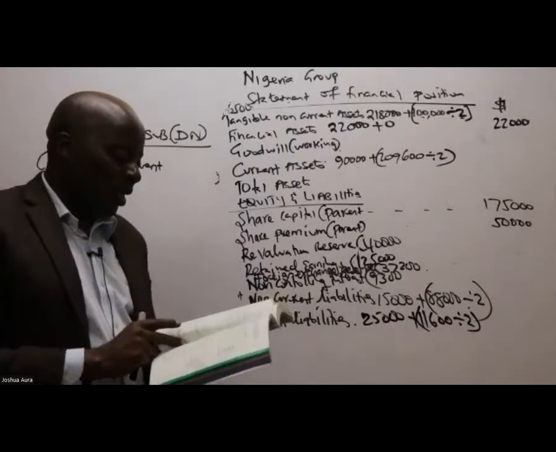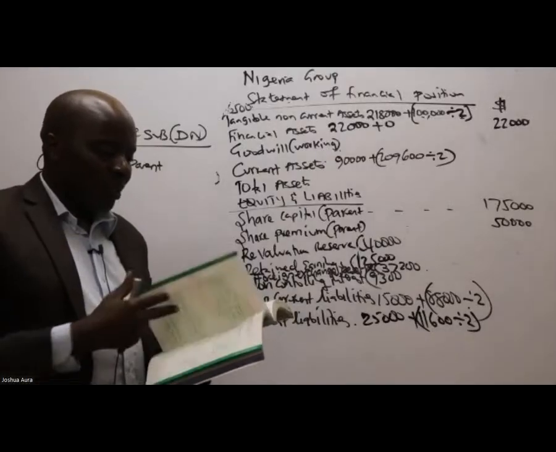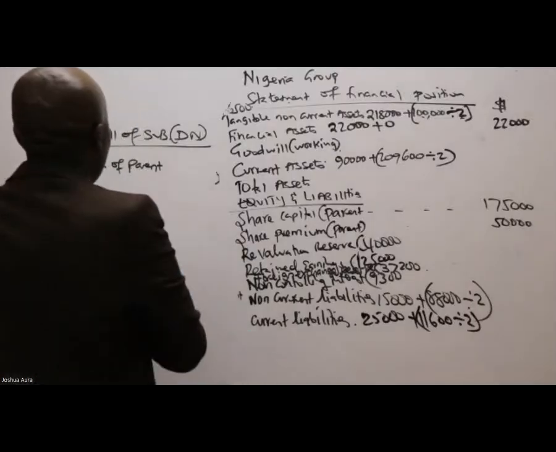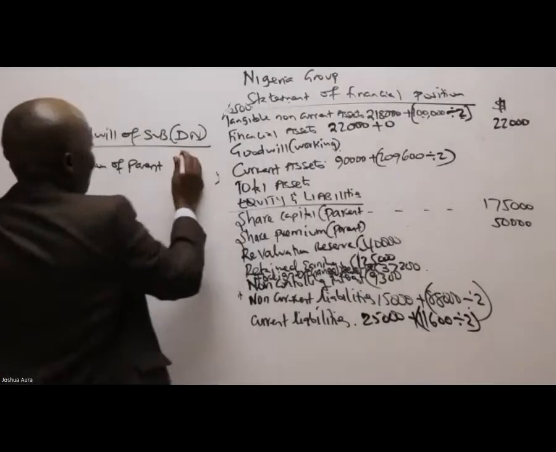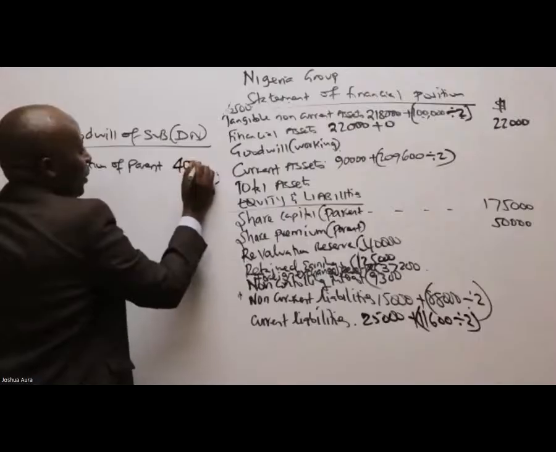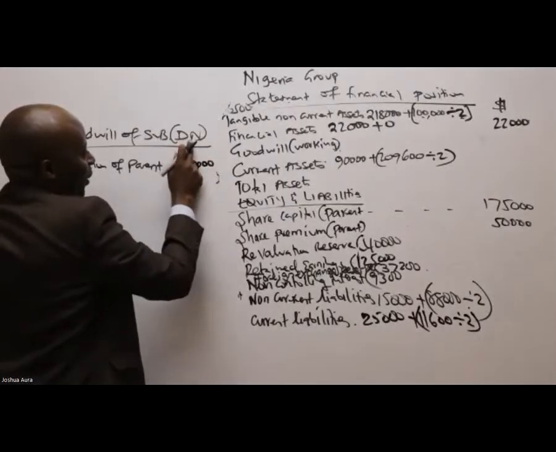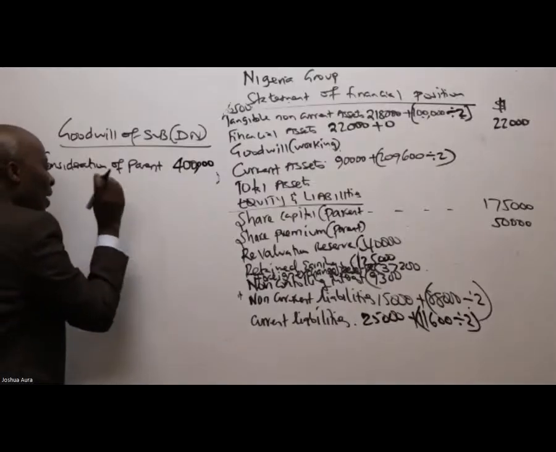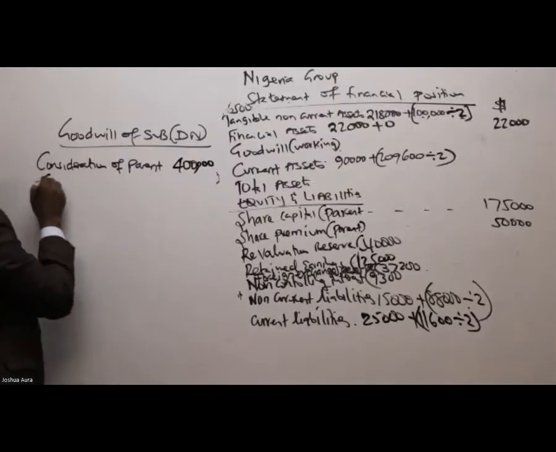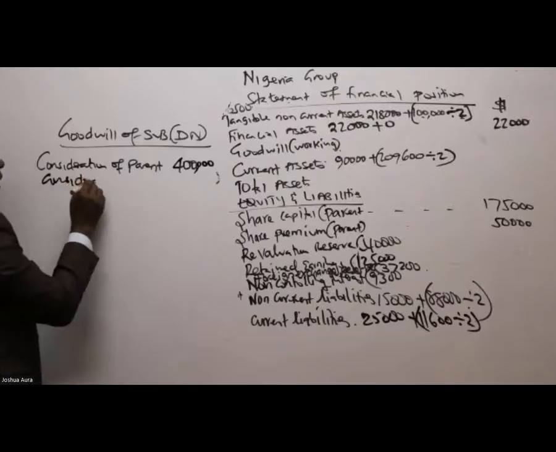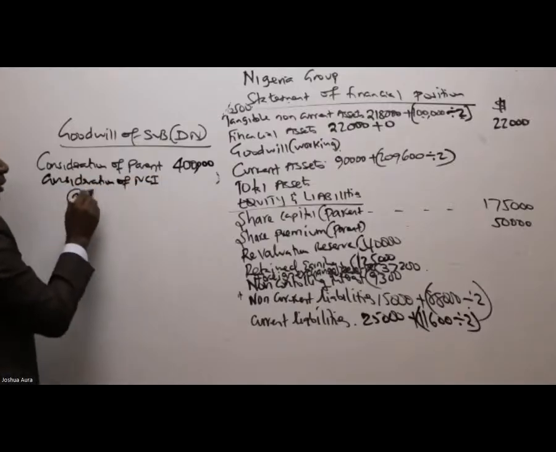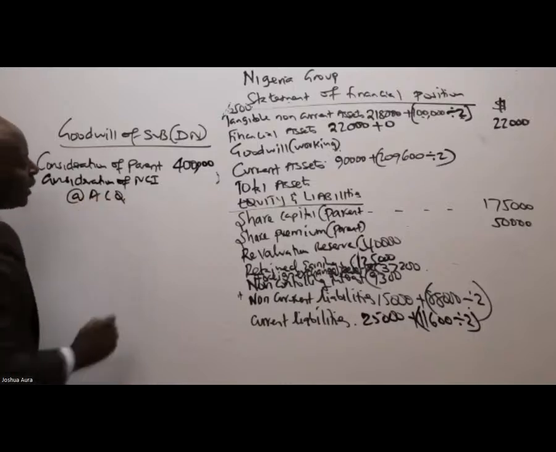Perhaps they don't have the question. So Mary tells me the parent paid 400,000. And this has to be in terms of the DNs. Now, of course, the parent never bought this subsidiary 100%. We have the consideration of NCI at acquisition.